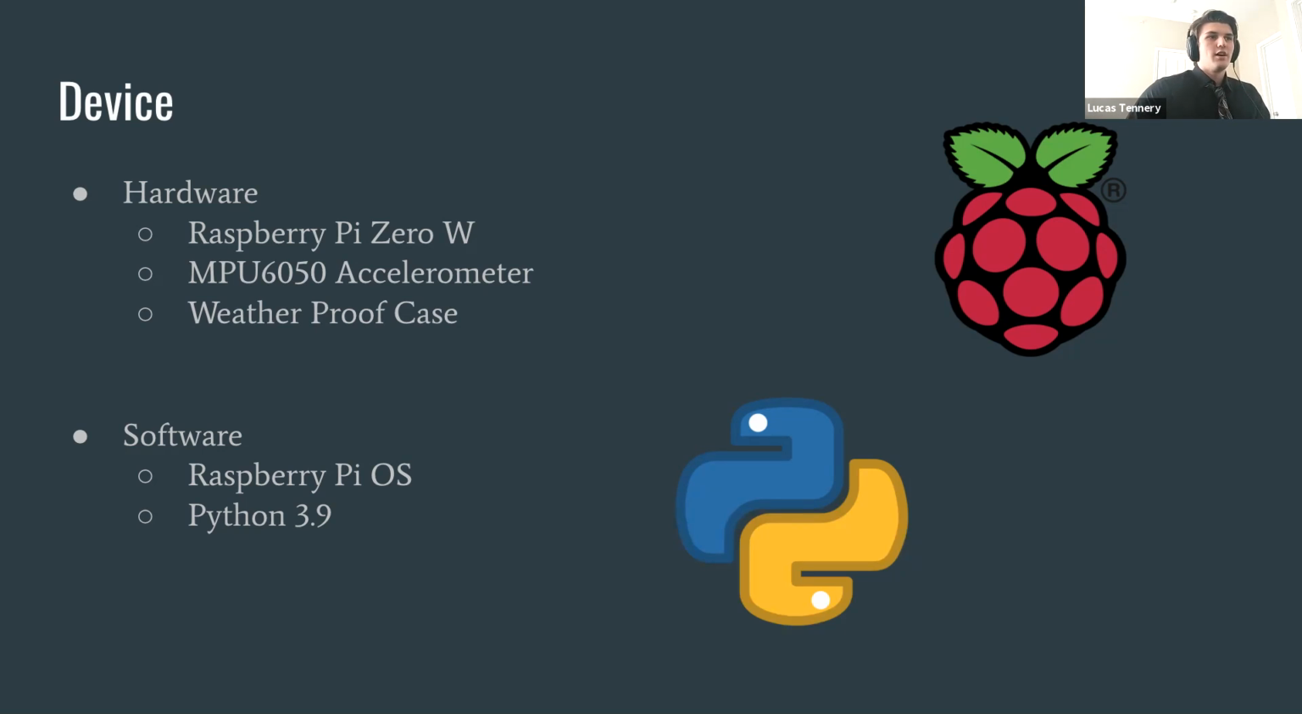And then on the software end, we decided to go with Raspberry Pi OS just because it's open source, it's easy to use, it's very versatile, which really helped in our prototyping phases. And then for the actual development, we used Python 3.9 just for the built-in libraries. Again, you kind of see a common trend of ease of use here.